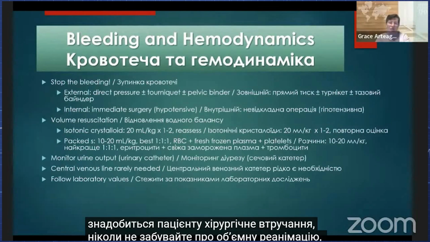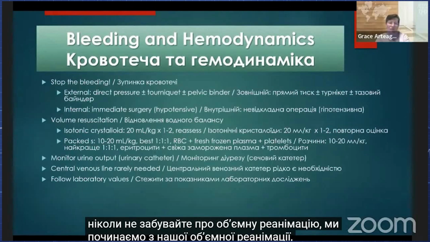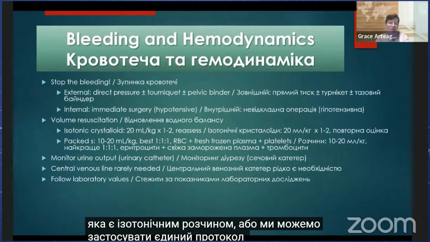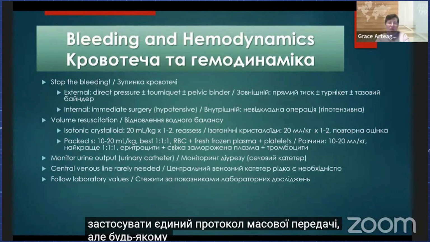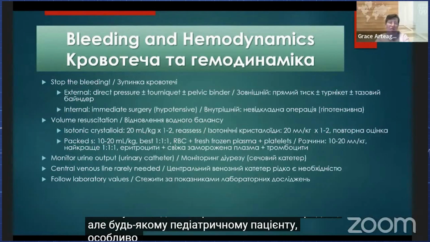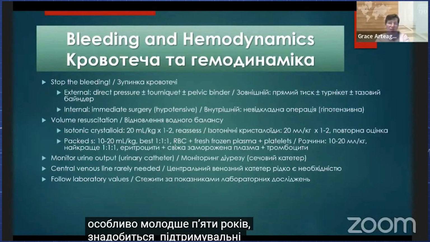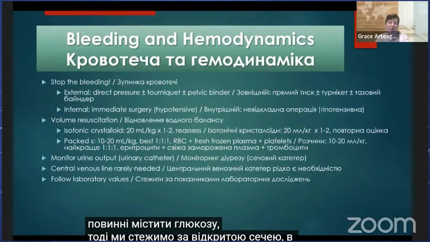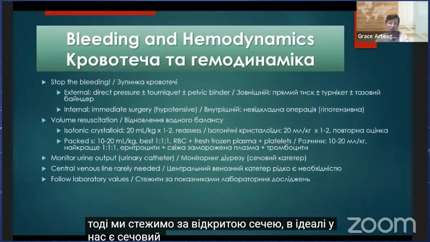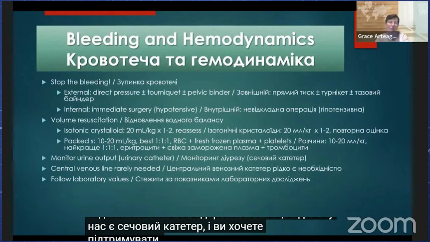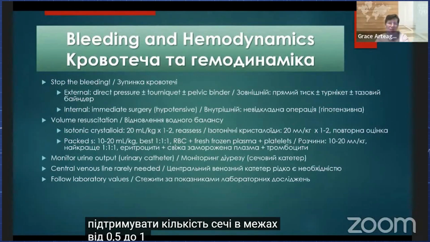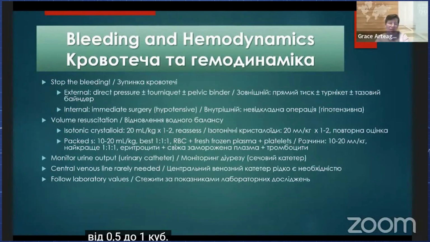Never forget volume resuscitation. We start with an isotonic solution, or we can do the 1-1-1 massive transfusion protocol. But any pediatric patient, particularly less than 5 years of age, will require maintenance fluids that contain glucose. Then we monitor the urine output. Ideally, we have a urinary catheter, and you want to maintain a urinary output between 0.5 to 1 cc per kilo per hour.